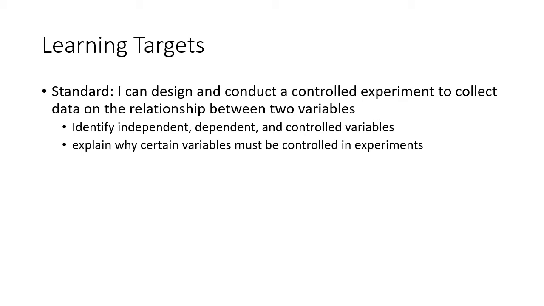Our standard and learning targets that we're working on here, you can see listed here. We want to be able to design and conduct a controlled experiment to collect data on the relationship between two variables. And the two learning targets that we'll be working on under this standard are being able to identify independent, dependent, and controlled variables. And we want to be able to explain why certain variables must be controlled in experiments. So we'll jump right ahead here, going into this first learning target.